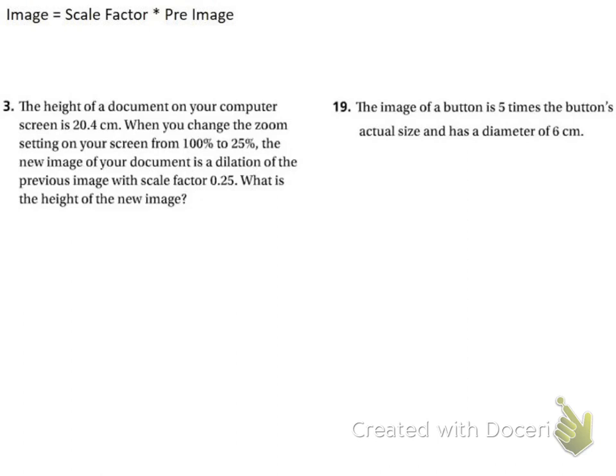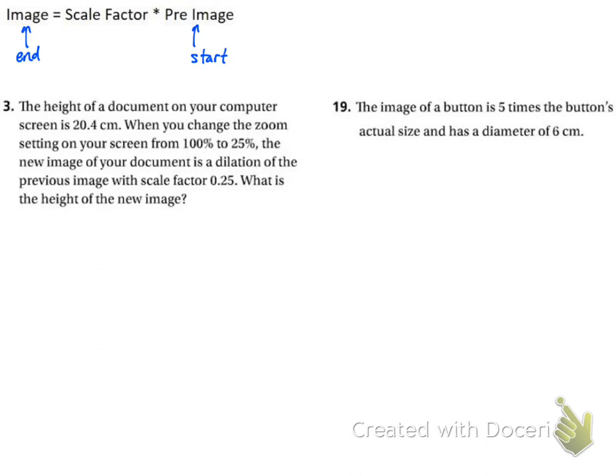And then the last one here, just using a scale factor. Remember that your image is what you end with, and your pre-image is what you start with. And then I can just apply my scale factor. So on the first problem on the bottom left-hand side, it says the height of a document on your computer screen is 20.4 centimeters. When you change the zoom from 100 to 25%, the new image is a dilation of the previous image with a scale factor of 0.25. What's the height of the new image?